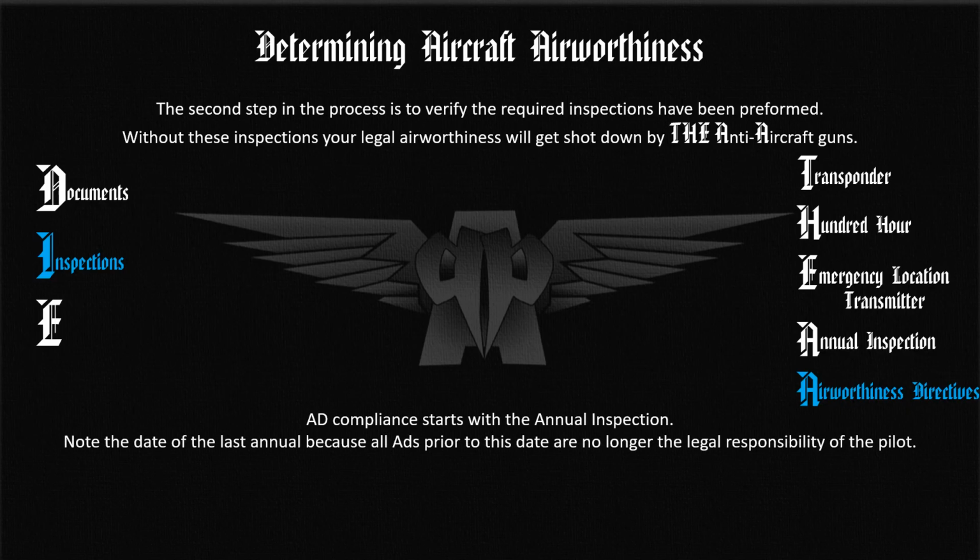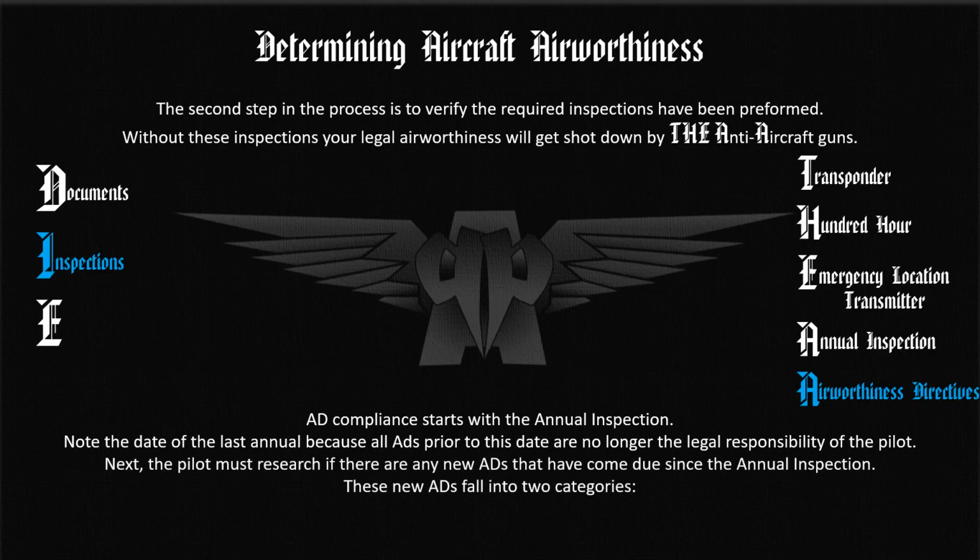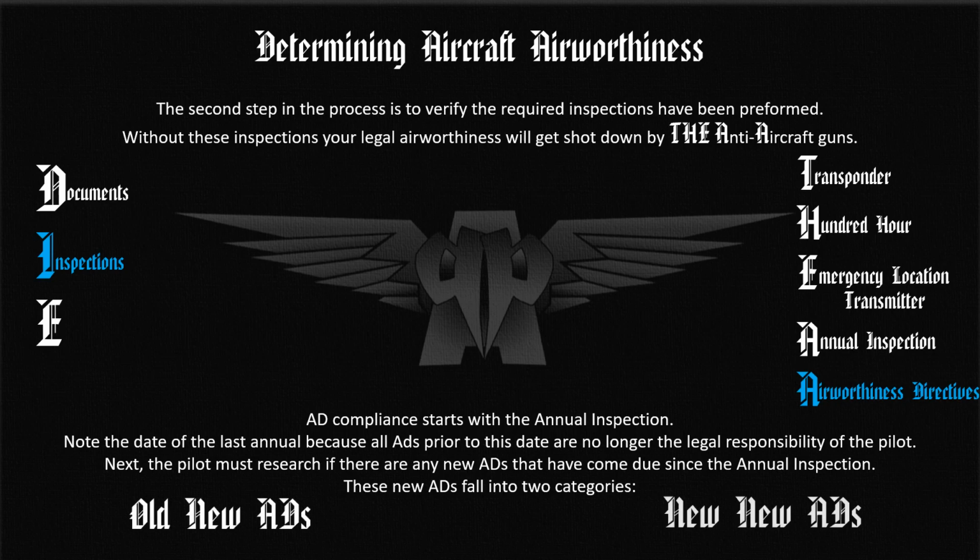AD compliance starts with the annual inspection. Note the date of the last annual, because all airworthiness directives prior to this date are no longer the legal responsibility of the pilot. Next, the pilot must research if there are any new ADs that have come due since the annual inspection. These new ADs fall into two categories: old new ADs and new ADs.